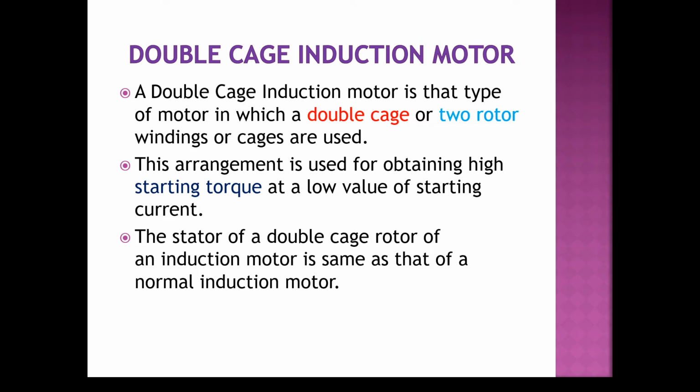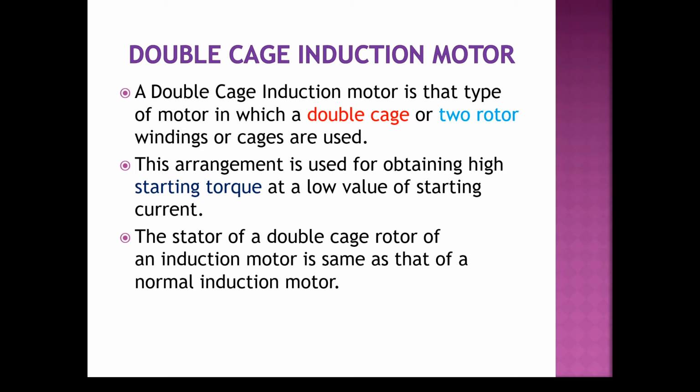We have to make a note that the resistance of the outer cage will always be greater than the resistance of the inner cage. Now the slit between the outer cage and inner cage increases the permeance for leakage flux around the inner cage bars. So the leakage flux linking the inner cage winding will be greater than that of the outer cage winding, and it will have a greater self-inductance.